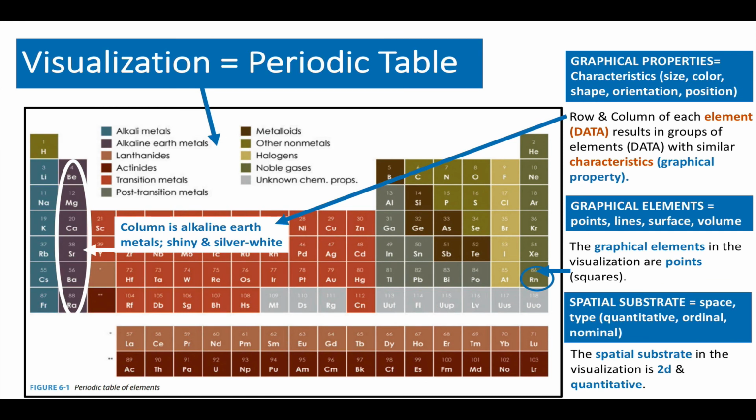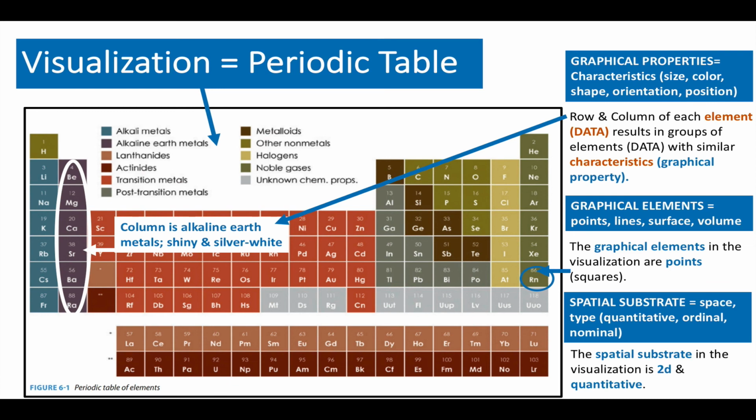Let's look at the visualization that the data helped us to create. The graphical properties. Now we're talking about how this visualization is laid out. The graphical properties of a visualization are the characteristics: size, color, shape, orientation, position. On this particular visualization, the purple column of elements circled in white represent graphical properties of the data. It's representing all of the elements that are alkaline earth metals, characterized by shiny and silver white. But the graphical property is purple column, purple blocks. Row and column of each element, which is the data, results in groups of elements with similar characteristics. So that is the graphical property of the visualization.